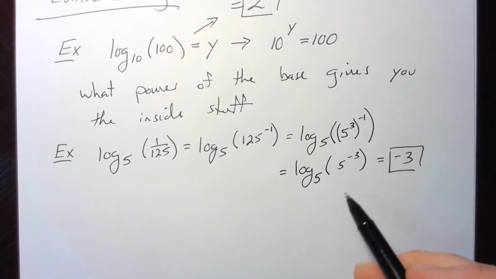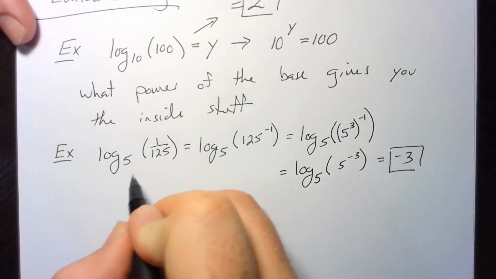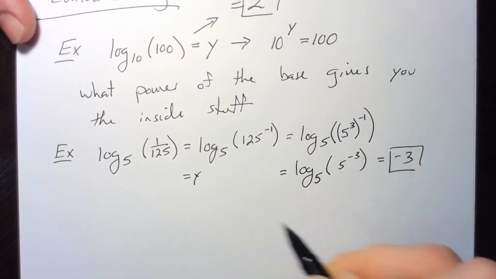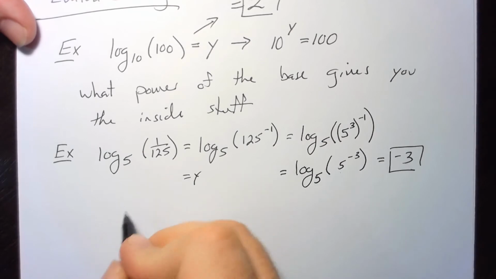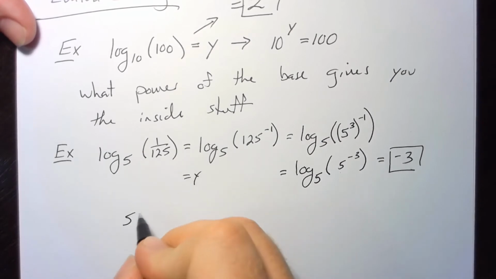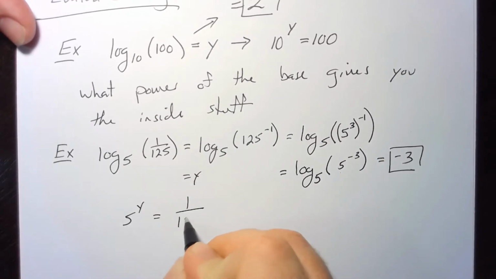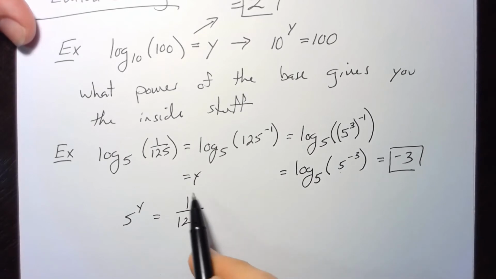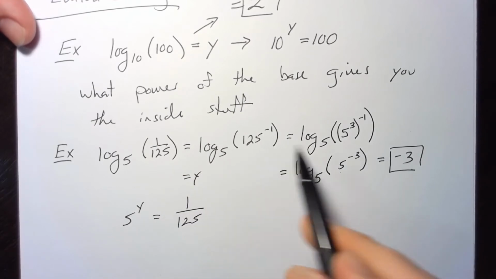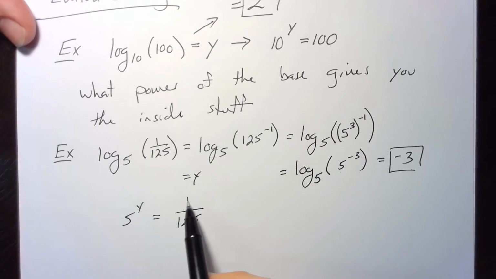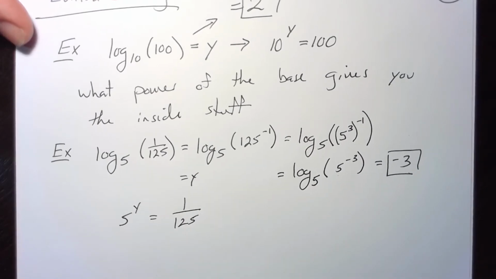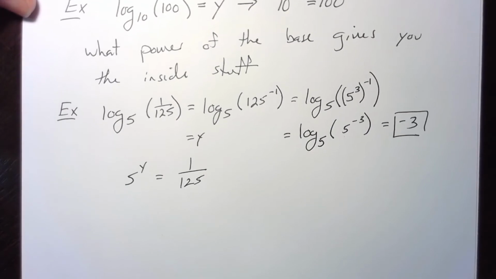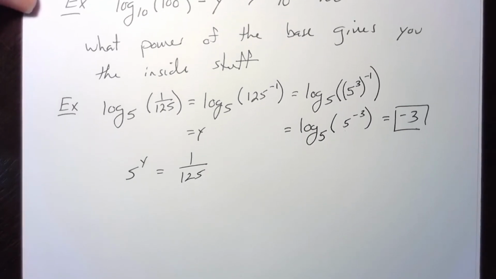Now, if you still struggle with this concept, you can always set this thing equal to a y and convert it to exponential and try and work through it that way. So the base is 5, the exponent would be y, and it's equal to 1 over 125. And the goal, one more time, is to convert this thing, very much like we did all the math here, to 5 to the power of -3. Then the exponents have to be equal to each other. So in this case, again, the goal is what power of the base gives you the inside stuff.